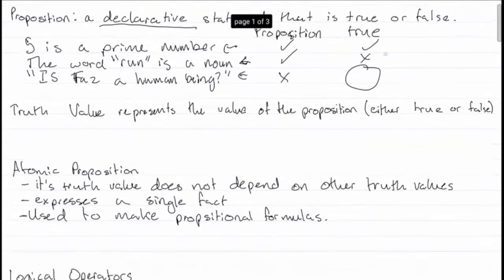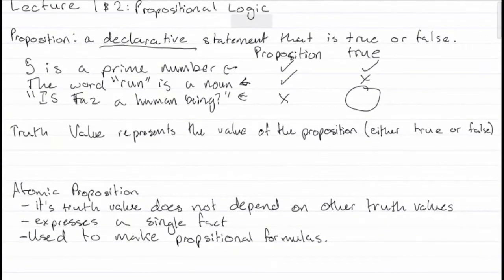So that just leads me into my next definition, which is truth value. The truth value is basically the value that's given to a proposition stating the fact that it's either true or false. So in this case, the truth value for our two propositions here are true and false. So that's as simple as truth value gets.